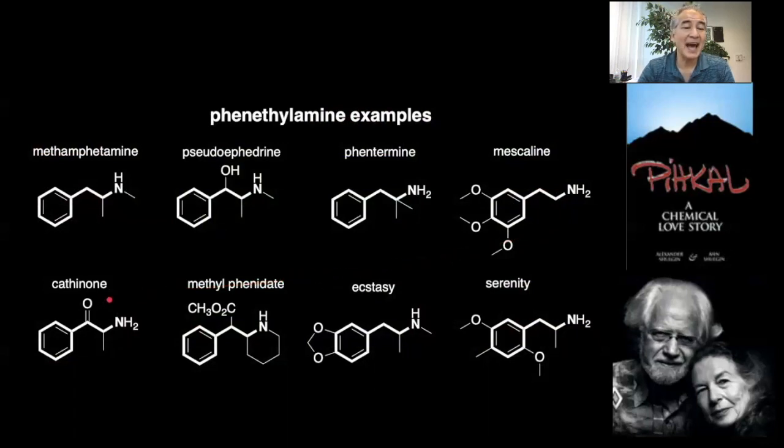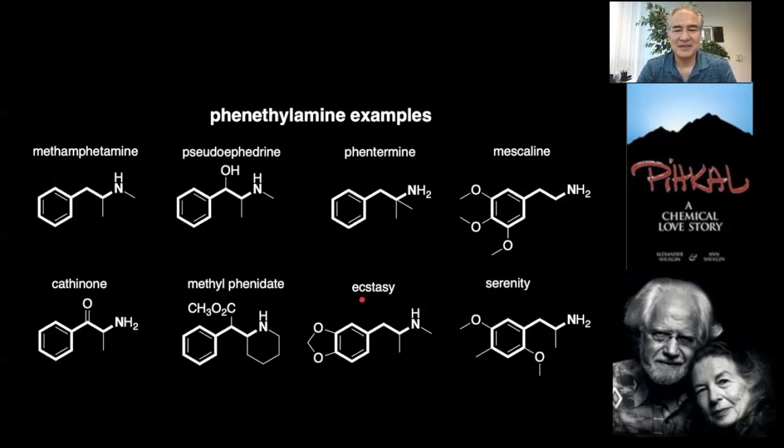If you like to chew khat, maybe in the Middle East, it contains this compound called cathinone, which is a phenethylamine with a keto group on there. Another compound that is a phenethylamine in disguise is methylphenidate, sold commercially as Ritalin, for attention deficit disorder or just to help you focus your attention. Ecstasy is a super popular variant of methamphetamine where they've added this methylenedioxy group. It's MDMA, methylenedioxymethamphetamine.